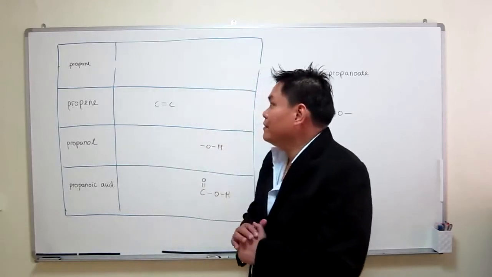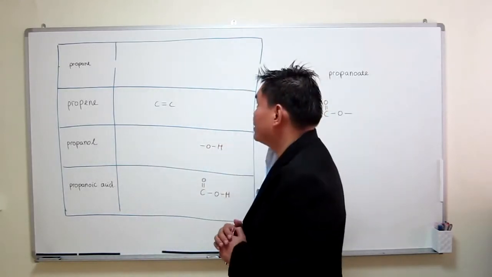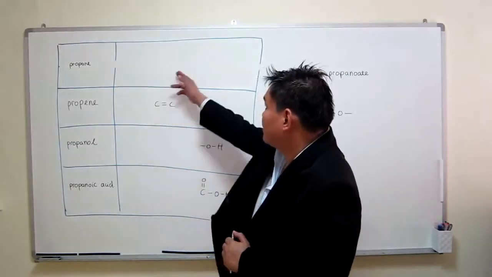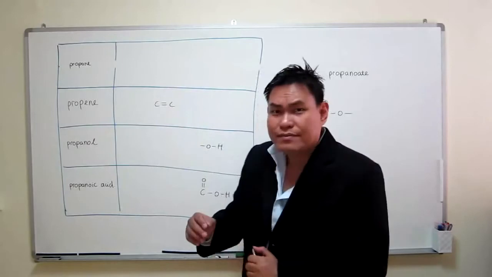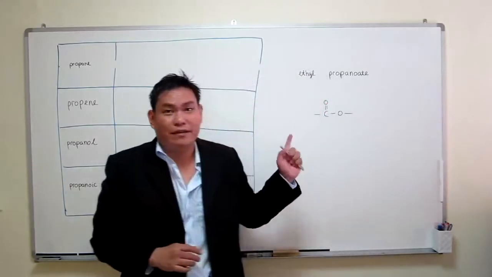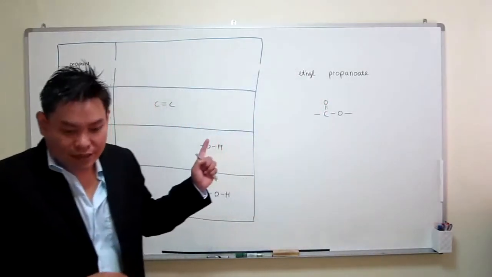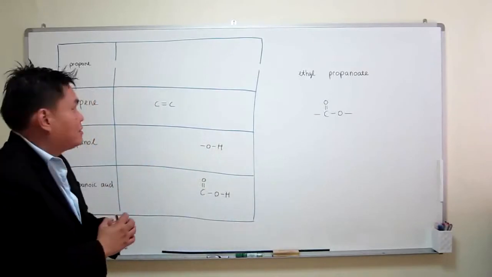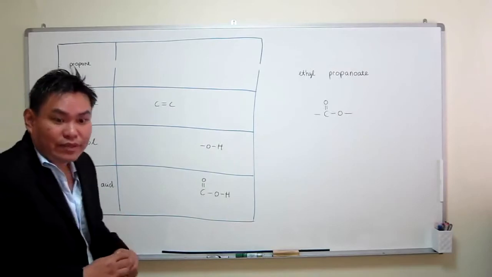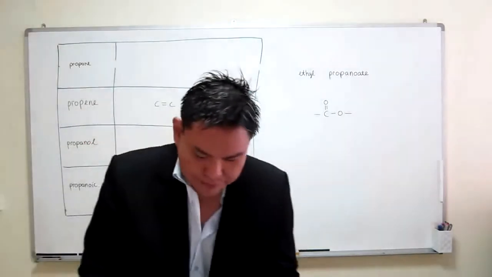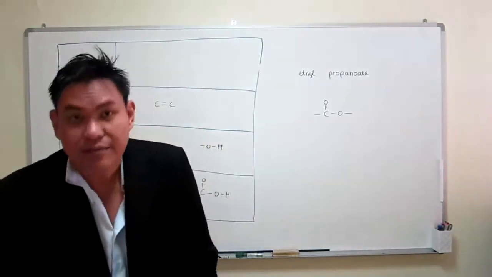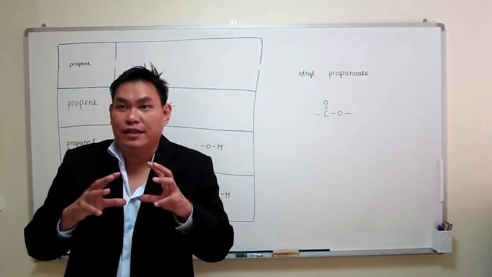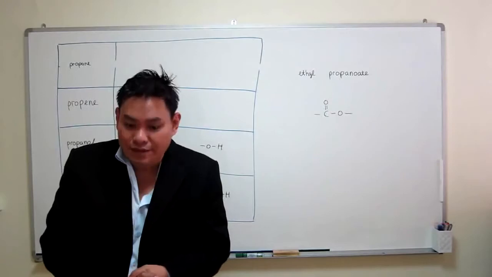Now we continue with a more complicated structure. I prepared five structures. We are going to learn five structures. I'm going to explain to you the concept of functional group. Functional group simply means a type of connection that you have in an organic compound.